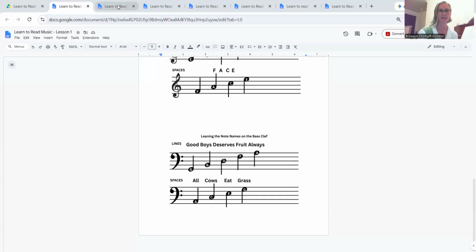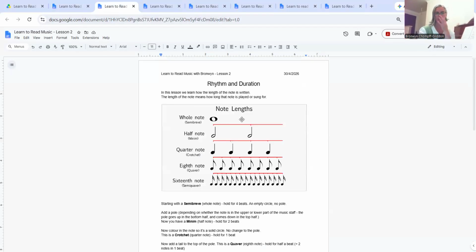And then in the next lesson, we learned about the rhythm and the duration. So the two things that we balance in music are the rhythm and the melody. You've got the pitch of the notes, and then you've got the length of the notes. And those two things together make music.